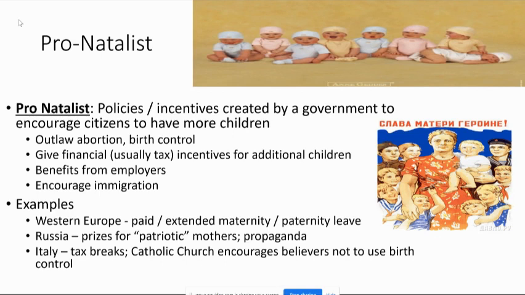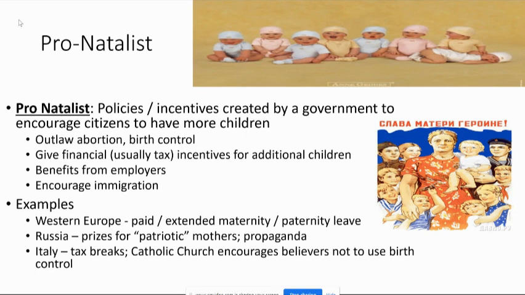The Catholic Church, for example, is very strong in Italy. They encourage their believers not to use birth control. They say it's a sin against God, and so they kind of put, I guess, fear a little bit into their believers not to use birth control. So these are all ways that governments can try to encourage their population to have more kids. But I'll tell you that probably the best one on this entire screen, besides maternity and paternity leave, is to encourage immigration.